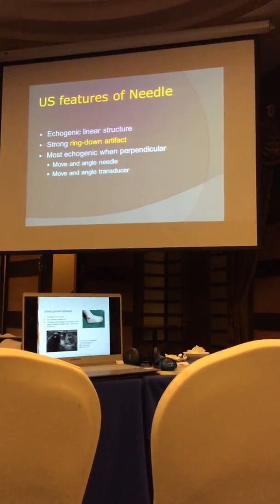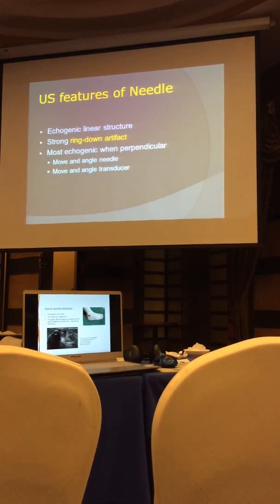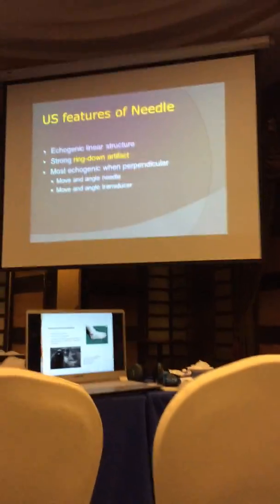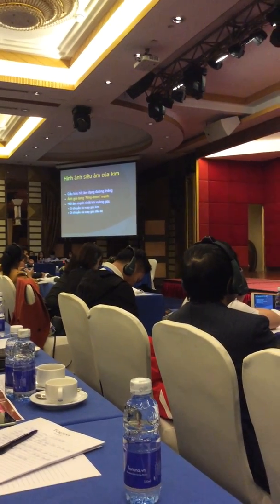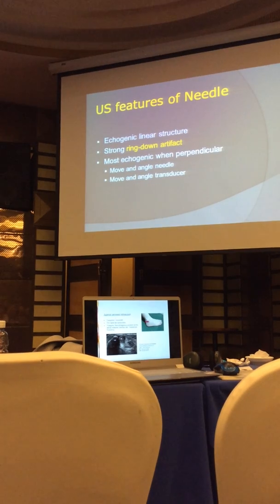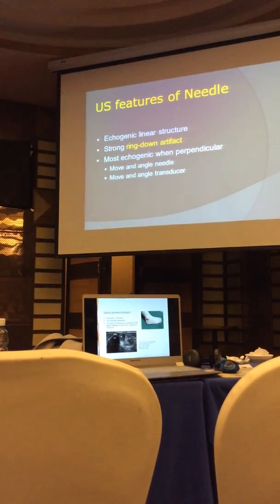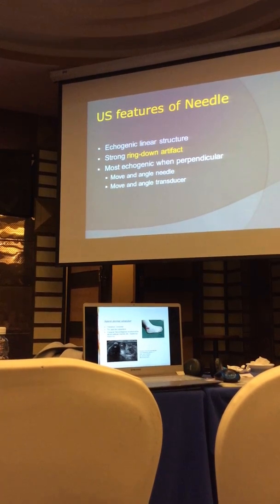Needles on ultrasound are seen as echogenic linear structures with a strong ring-down artifact, and I will show you what that means. They are most echogenic when perpendicular to the transducer. So you could move and angle the needle, or you could move and angle the transducer, but don't move both needle and transducer at the same time. This will not help you target the lesion.